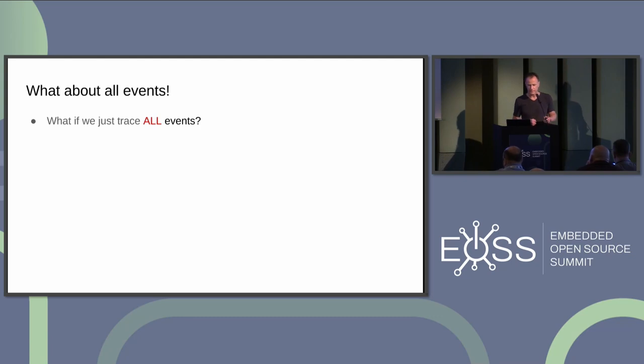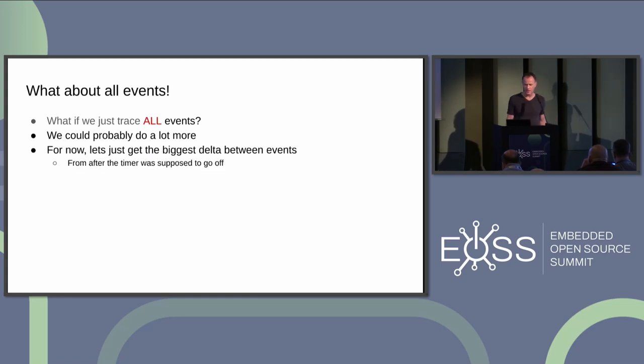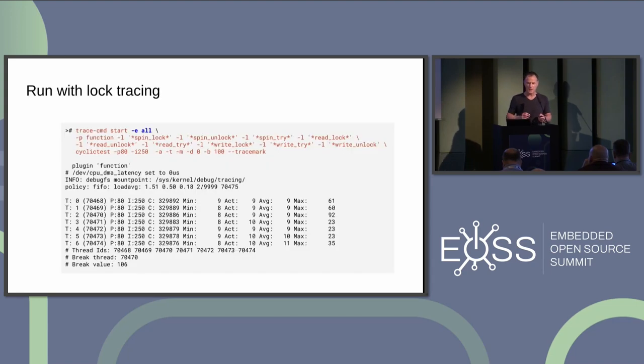So let's see if we want to trace all events. We could probably do a lot more if we did that. But for now, when I have all events enabled, just give me the biggest difference between two events. So here, instead of putting any events, I just put trace-cmd has a special trigger, -e all, which just means enable everything.